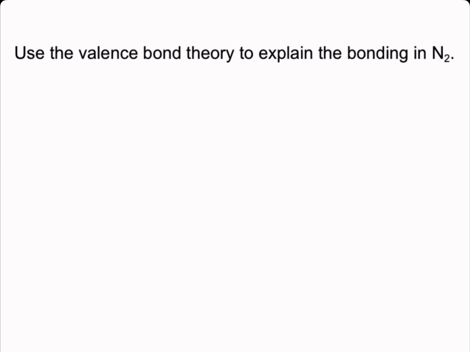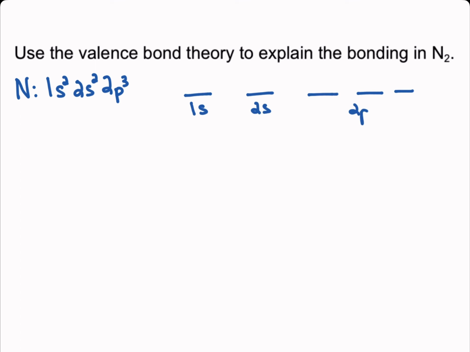Let's see if we can use the valence bond theory to explain the bonding in N2. The first thing you want to do is determine the electron configuration for each atom in this molecule. So nitrogen has 7 electrons: 1s2, 2s2, 2p3. And then you want to draw the orbital diagram. So 1, 2, 3, 4, 5, 6, 7. You want to remember to place those last electrons in each orbital before you start to pair up.